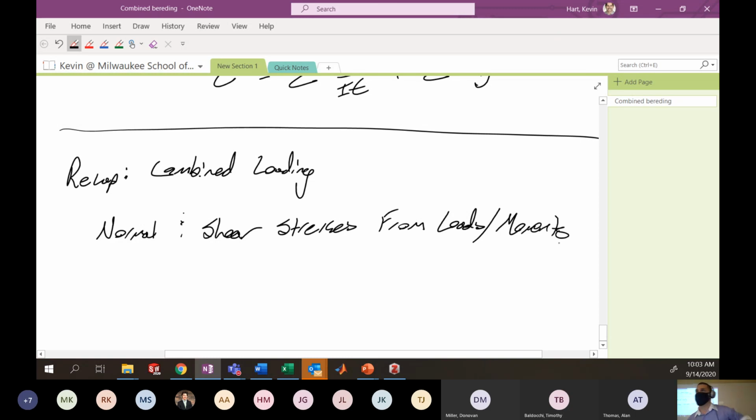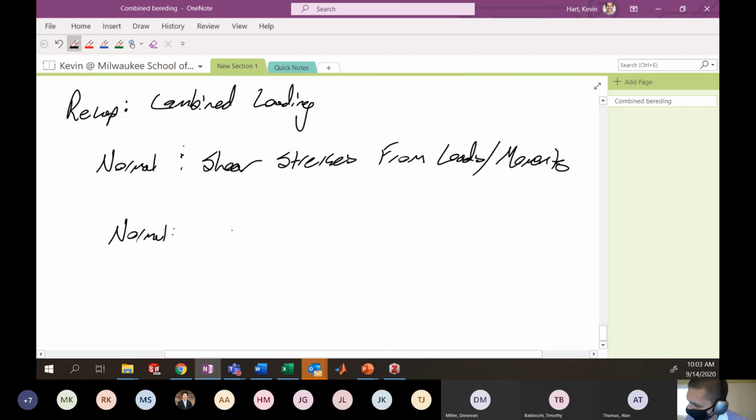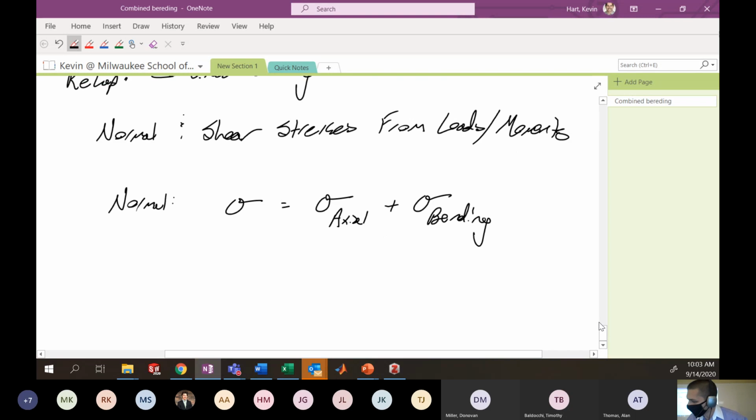Okay, and we talked about normal stress coming from axial loading or bending. For normal stress, we typically use the symbol sigma. It's a combination of axial loading and whatever normal stress might come from bending. If we expand these equations out, it would be the summation of all of the forces that might contribute to axial loading.